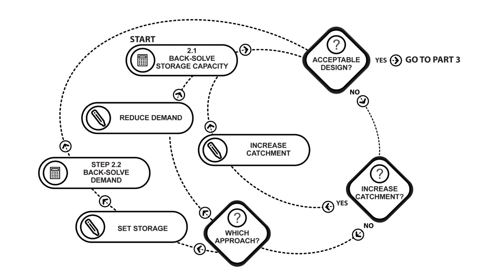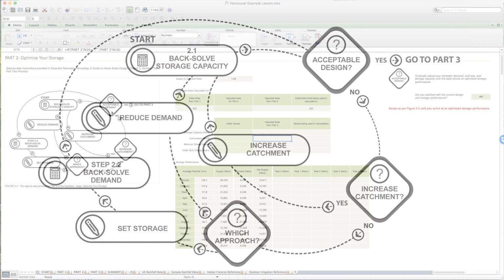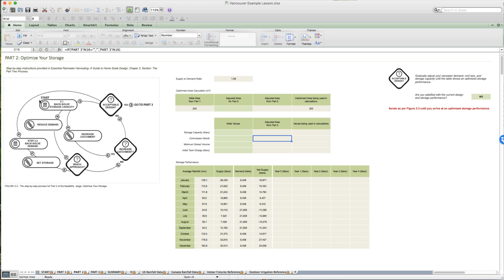So until you have an acceptable design, you'll go round and round, adjusting catchment area, storage volume, or your demands. And the diagram just helps you do this in a very logical order. Now let's go and apply this thinking and this thought process to our example in Vancouver. Starting at step 2.1, back solve storage capacity. We're going to input an estimated storage capacity volume.